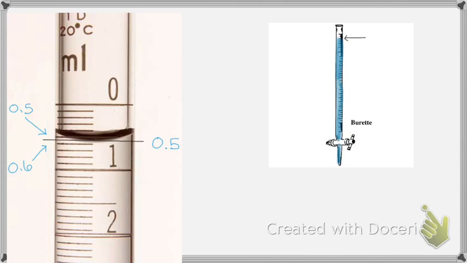But I know that it's not exactly 0.5 mils, and I know that it's not 0.6 mils. Whenever you have a device that has these graduations, you always need to give us an estimate of how far in between the graduations your meniscus falls. So we do that by adding a number into the hundredths place. So if I look at where that line falls in between the 0.5 and 0.6, it's not exactly halfway. It's a little bit less than halfway. I'm going to estimate that that is about 0.03. And so my initial burette reading is going to be 0.53 milliliters.